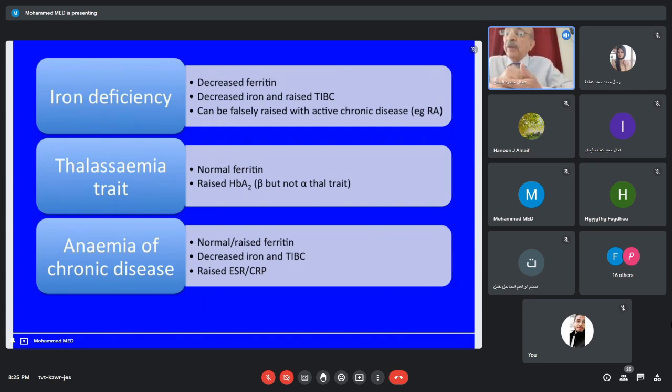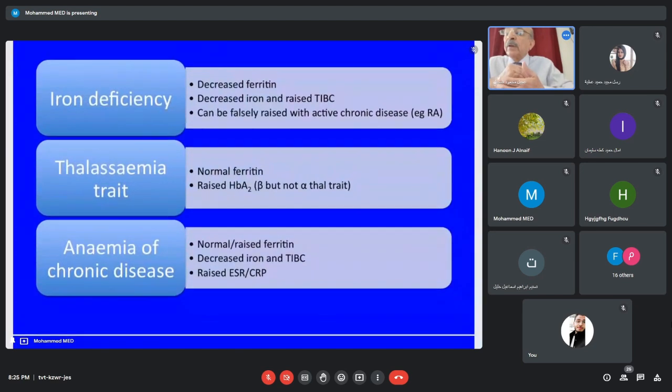The answer to your question, Muhammad, which is a very good question, is that the TIBC will go low because the TIBC, what does it mean? It means the ability of the albumin to bind iron. In chronic diseases, this is lower. Because of the chronic inflammatory process, this is lower. Okay.